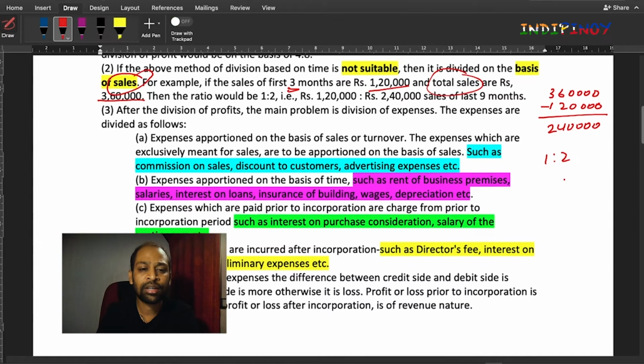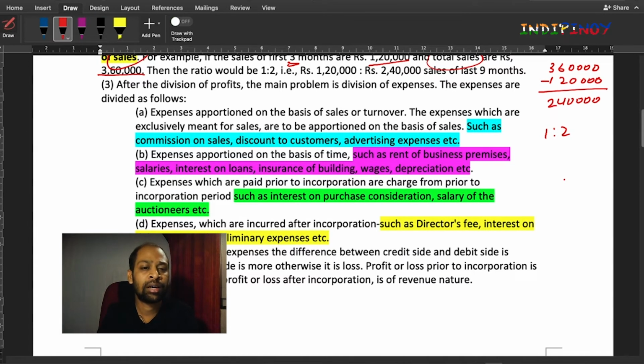The third part here is expenses, dividing the expenses. So the expenses are divided on these 4 bases. The first one is when the expenses are based on sales or turnover. These are commission on sale, discount to customers, advertising expenses, and so on and so forth.